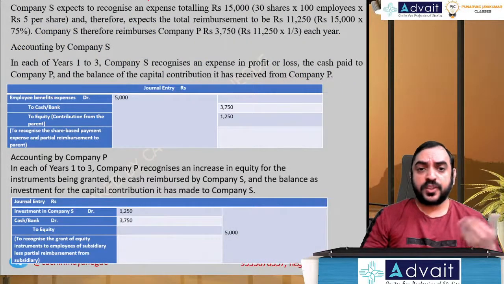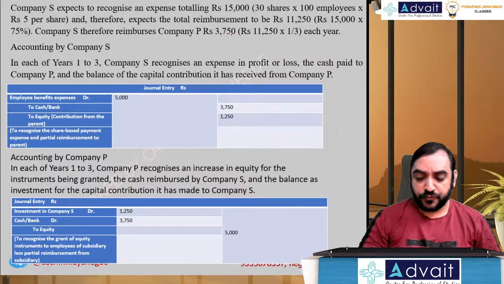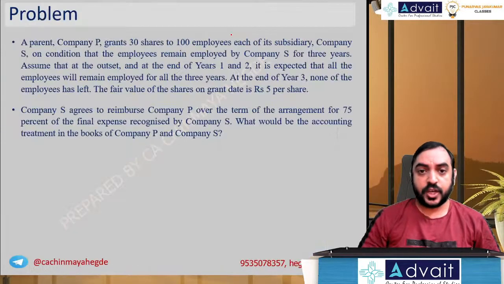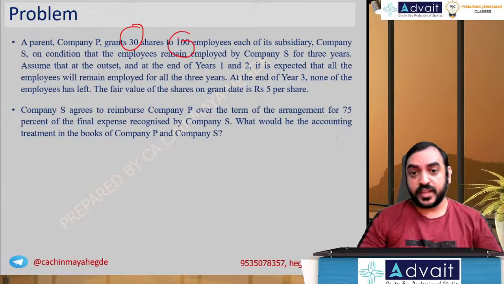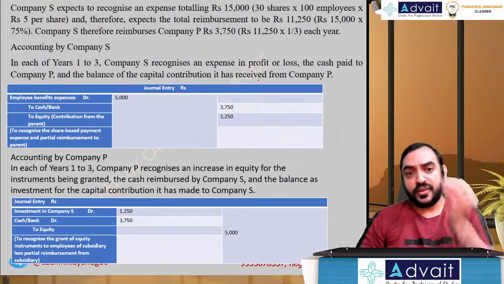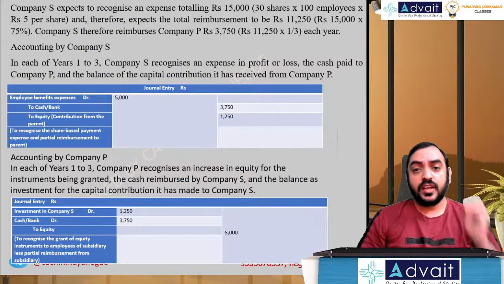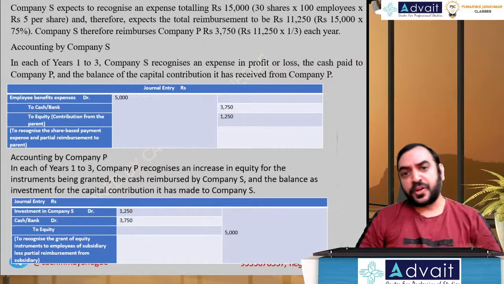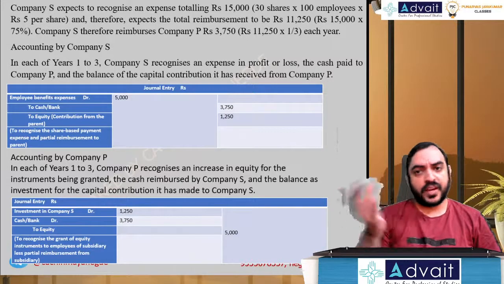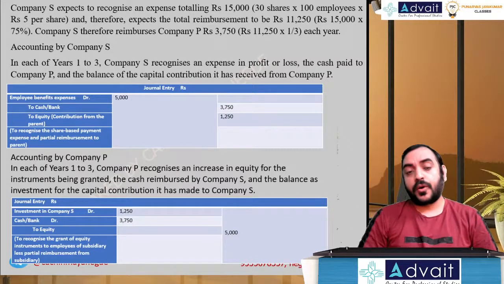The company is expected to recognize an expense totaling 15,000. Let's see how that is. 30 shares to each of 100 employees, and the fair value is 5 rupees. So 30 into 100 into 5 rupees, 15,000. And the condition is over a period of 5 years, so basically divided by 5. Every year we recognize an equal amount.